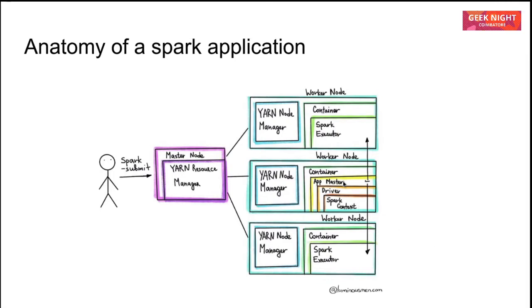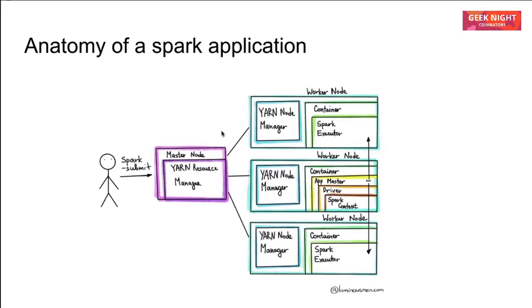So every worker node will have a node manager. In this case, because of Yarn, we have Yarn node manager. All of these terminologies actually correspond to their equivalents in the Kubernetes world as well. So we'll come to that in a bit. So that's the breakdown of what components are there and what are their responsibilities when a Spark submit happens.